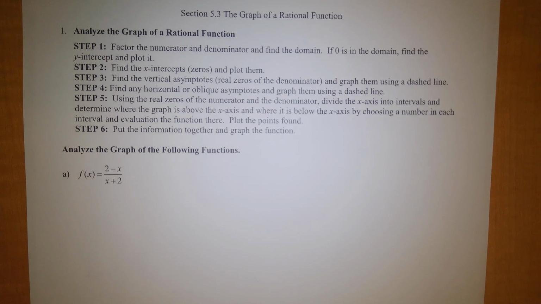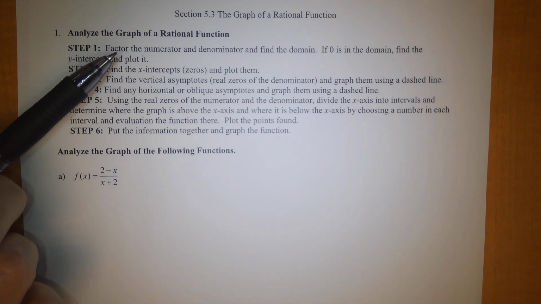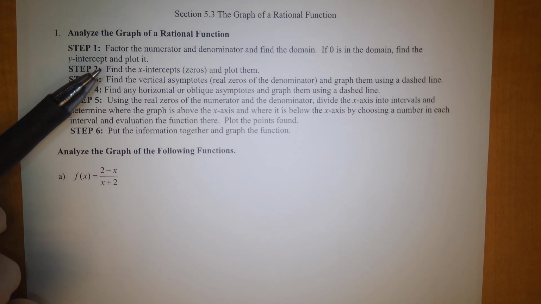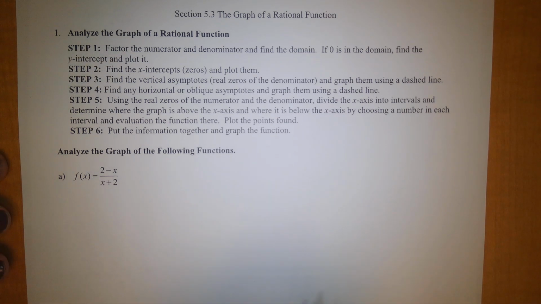The steps to analyzing a graph of a rational function are 6. The first step is to factor the numerator and the denominator and then find the domain. If 0 is in the domain, find the y-intercept and plot it. Okay, so let's start with step 1.